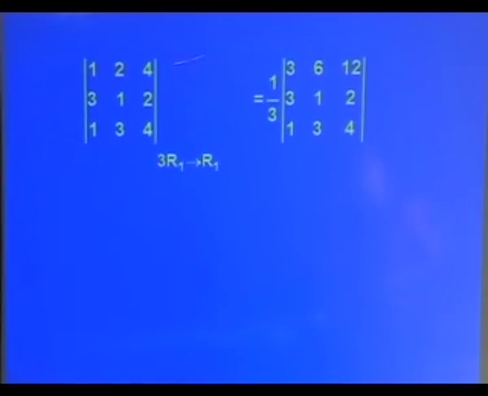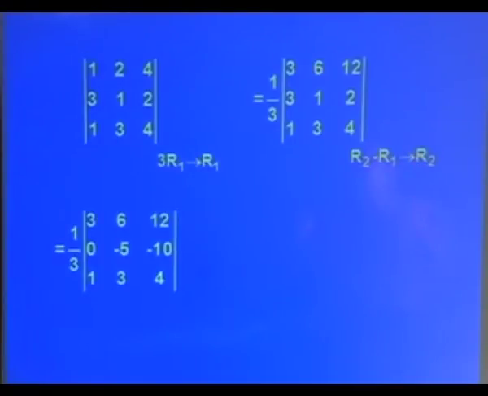For this, we multiply the first row by 3, so 3 into 6 into 12. Since I am changing the row by a multiple, these two will be equal if we have 1 by 3 on this side. Now, since these two are identical, R2 minus R1 is replaced by R2. So this is my new second row: this minus this, so it is 0, 1 minus 6 is minus 5, 2 minus 12 is minus 10, and the third row remains the same.